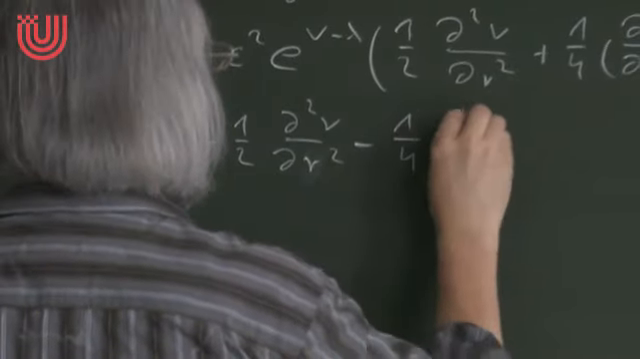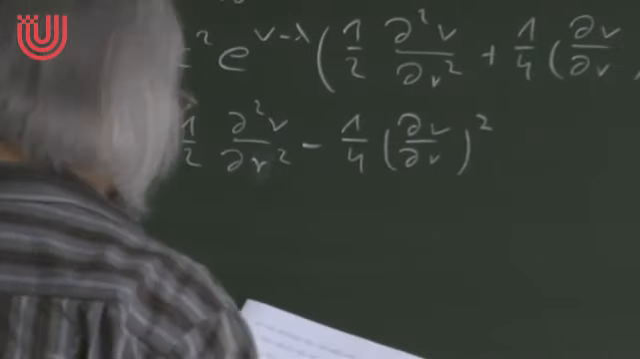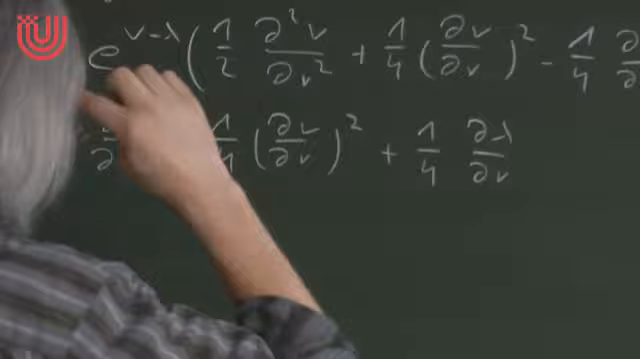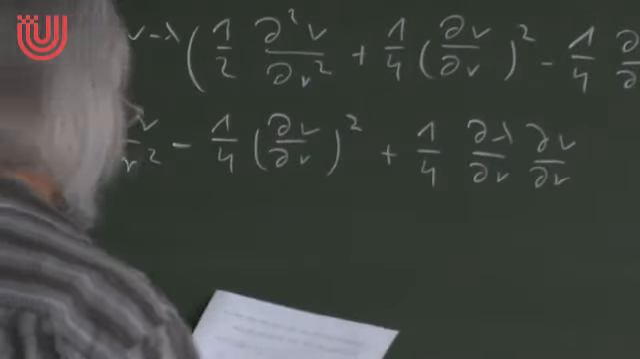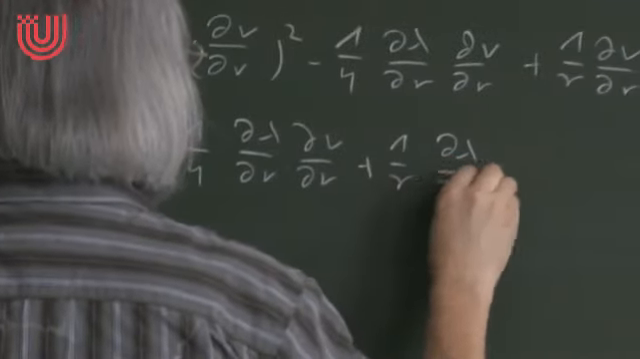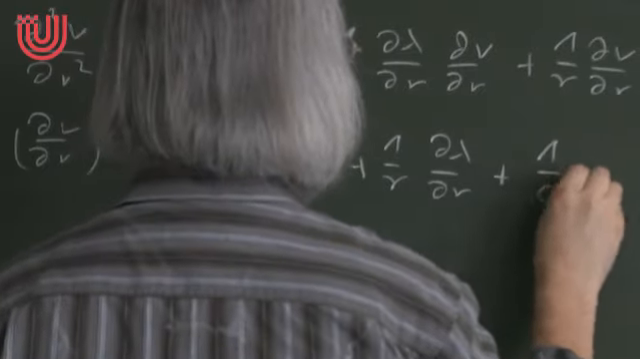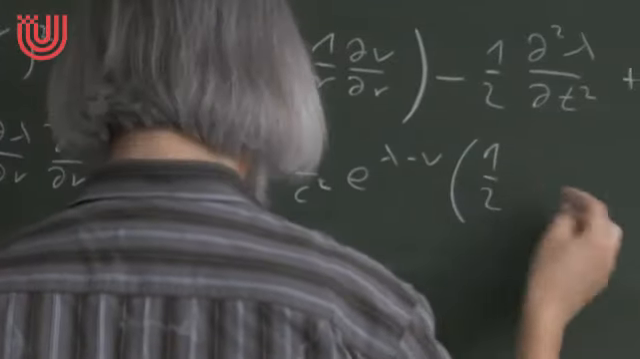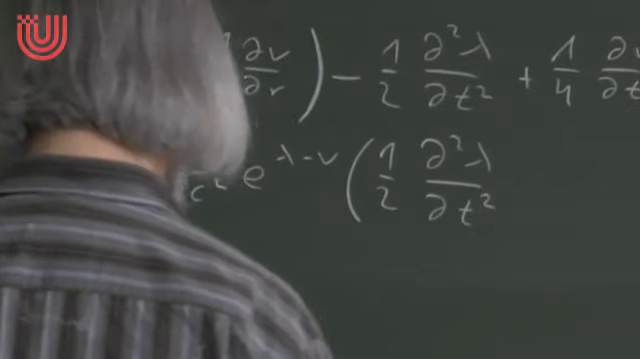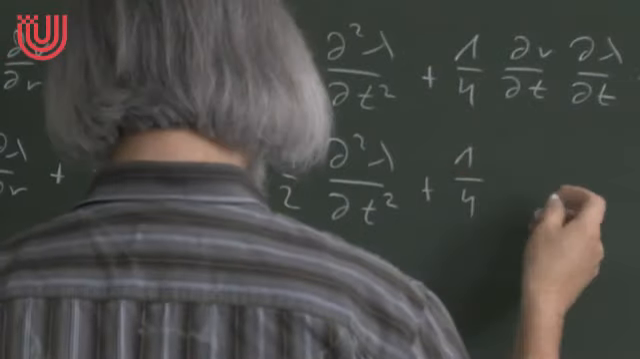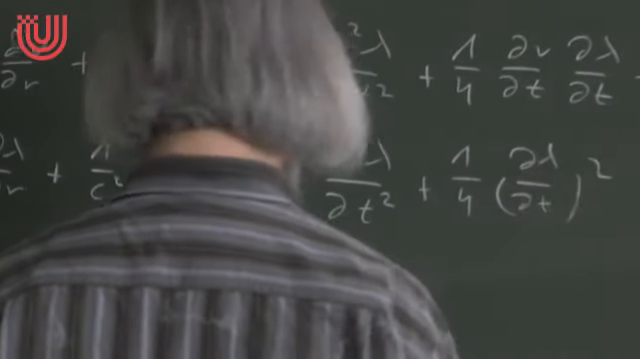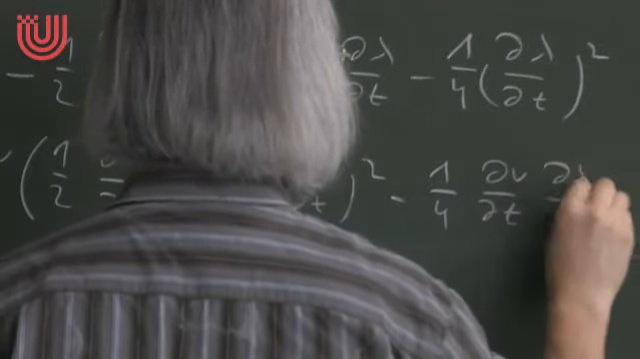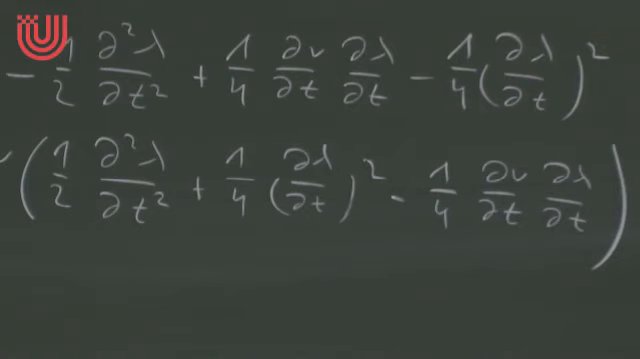Minus 1/4 (dν/dr)², plus 1/4 (dλ/dr)(dν/dr), plus 1/r dλ/dr, plus 1/c² e^(λ−ν) times [1/2 d²λ/dt², 1/4 (dλ/dt)², minus 1/4 (dν/dt)(dλ/dt)]. So these are the two unpleasant terms.